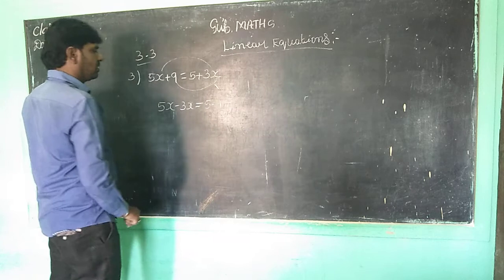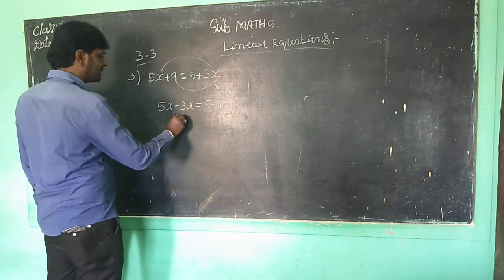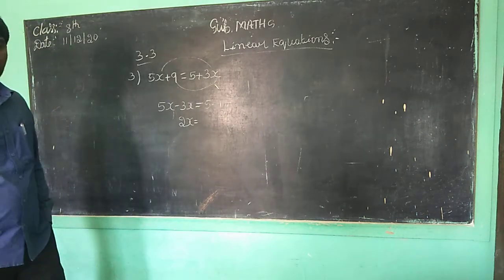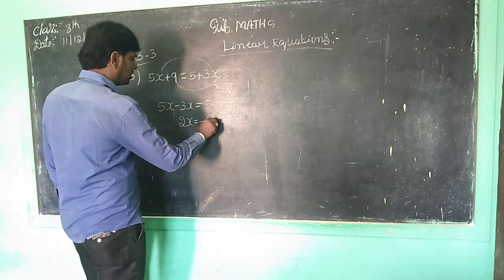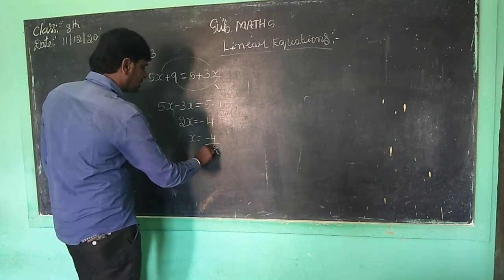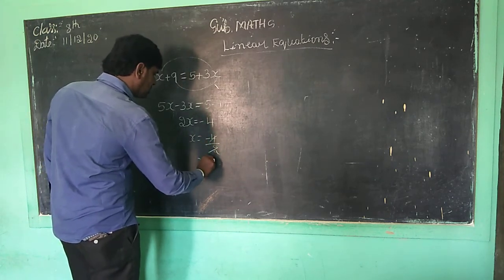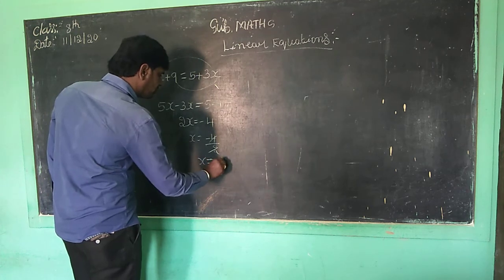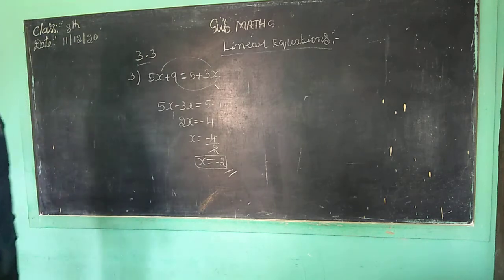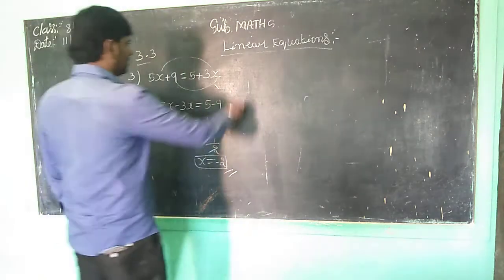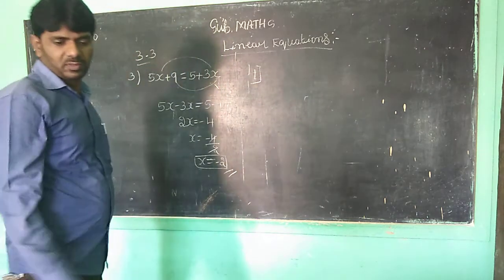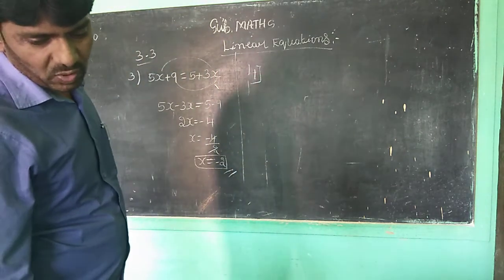It is minus 9. 5x minus 3x is equal to 2x. 5 minus 9 is equal to how much? Minus 4. Now you write x is equal to minus 4 by 2, and x is equal to minus 2. It is very simple, children. This is over. Next you want to take the next question, the fourth question.